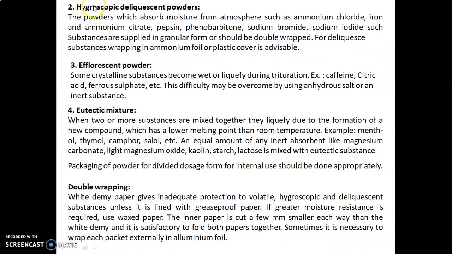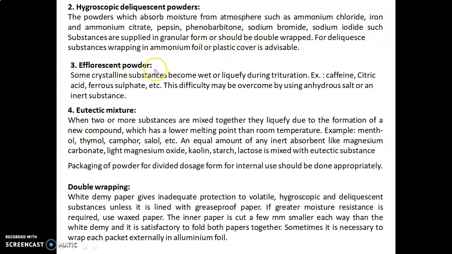Then the second one, for hygroscopic and deliquescent powders, the powders which absorb moisture from the atmosphere, such as ammonium chloride, iron and ammonium citrate, pepsin, phenobarbitone, sodium bromide, sodium iodide. Such substances are supplied in the granular form or should be double wrapped. For deliquescent substances, wrapping in aluminium foil or plastic cover is advisable.